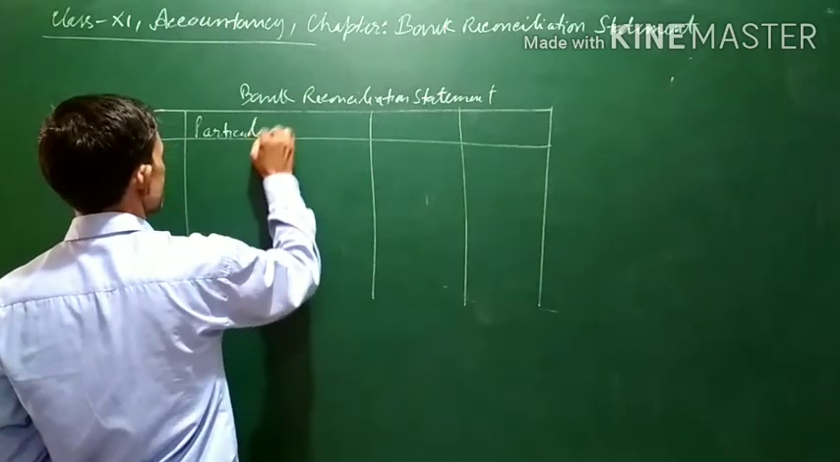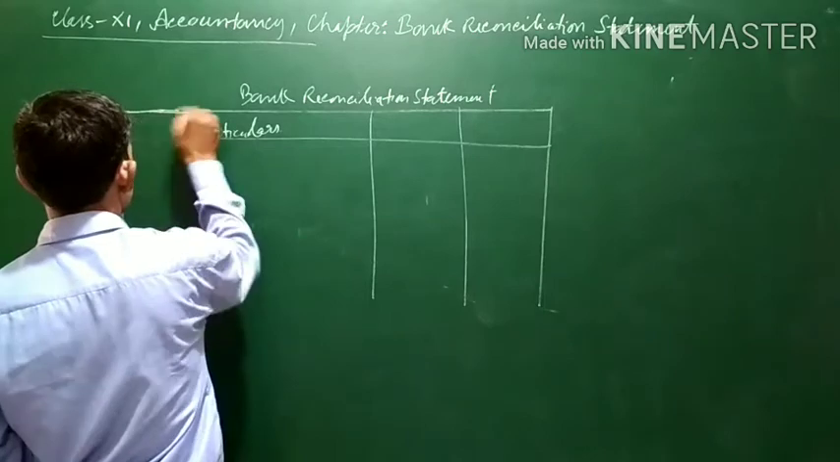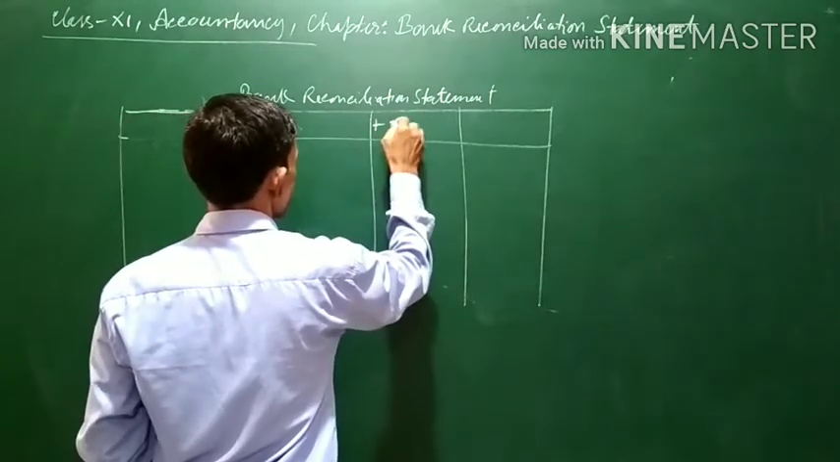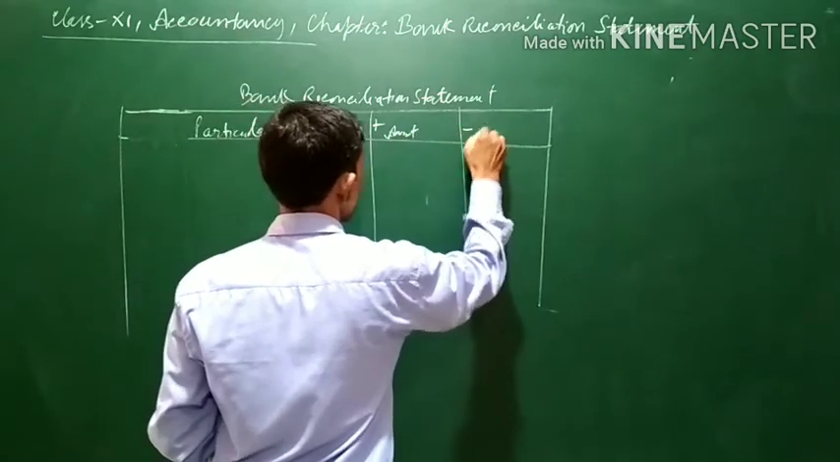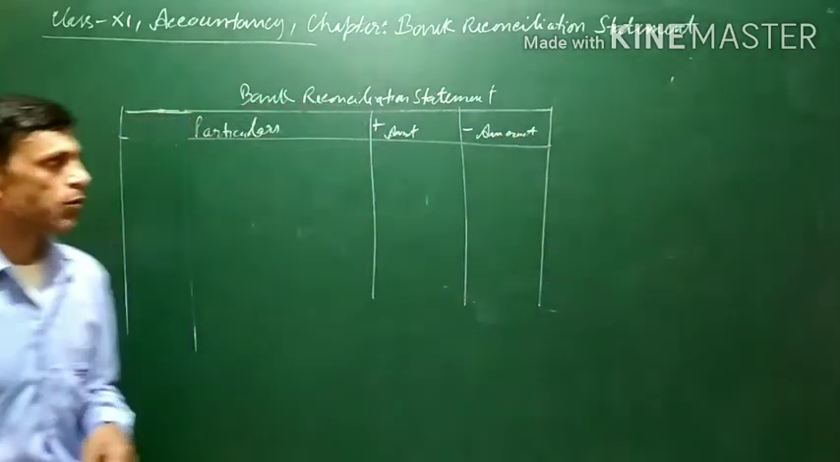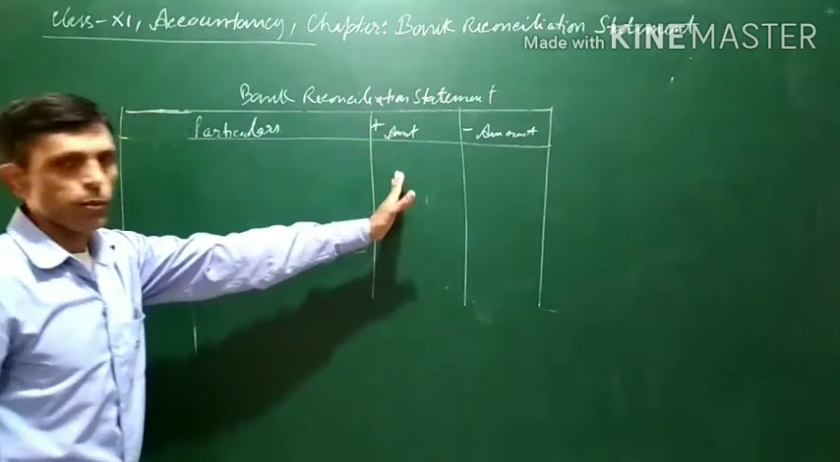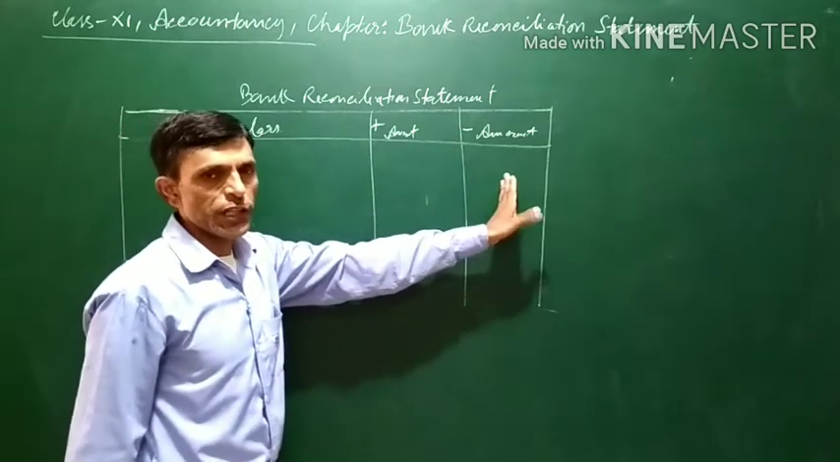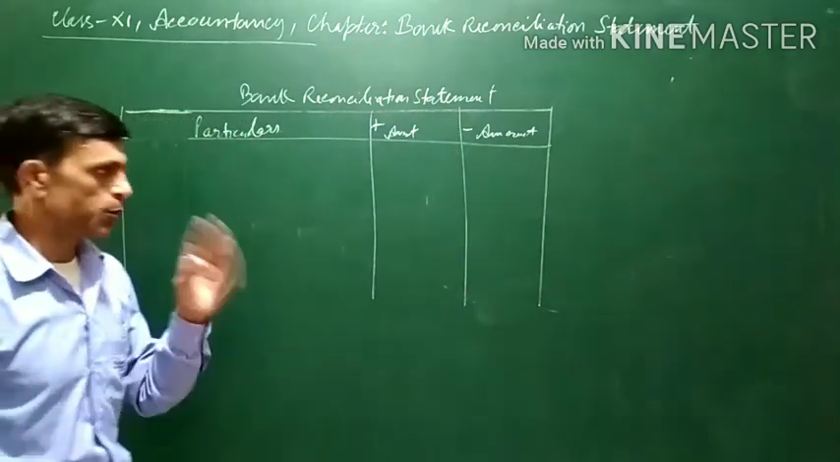Particulars, plus amount, minus amount. Now, the debit balance, the positive balances will be written in the plus column. Negative balances will be written in the minus column initially.